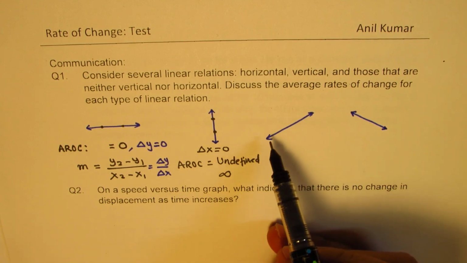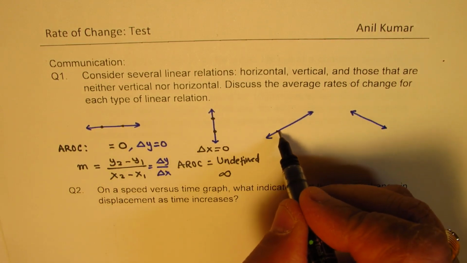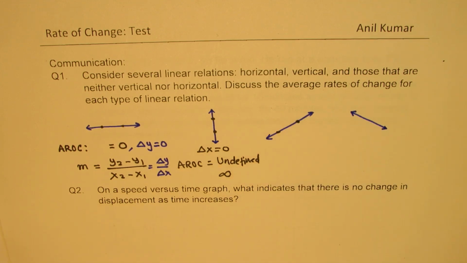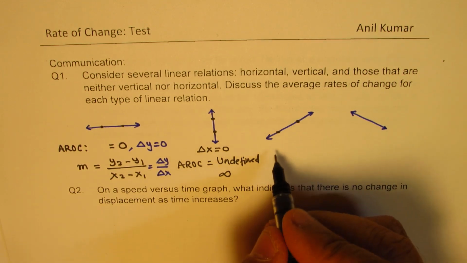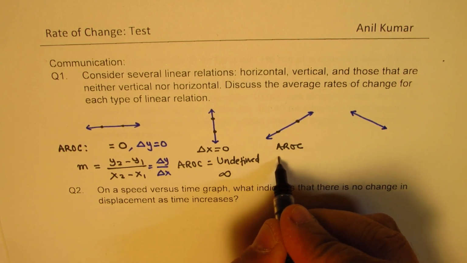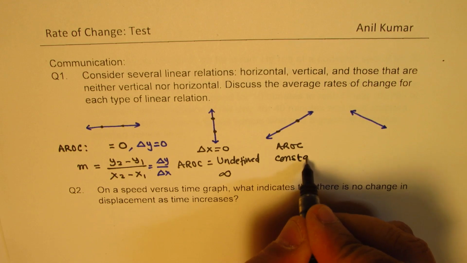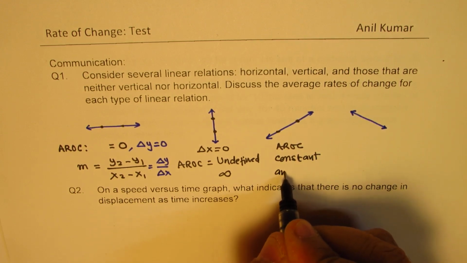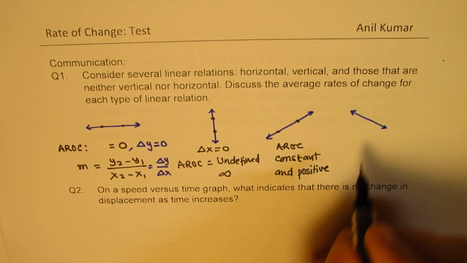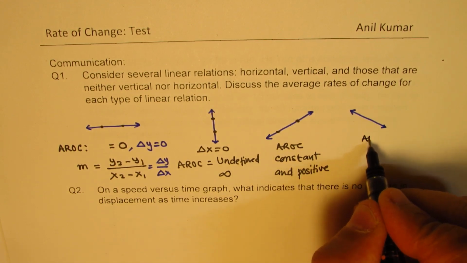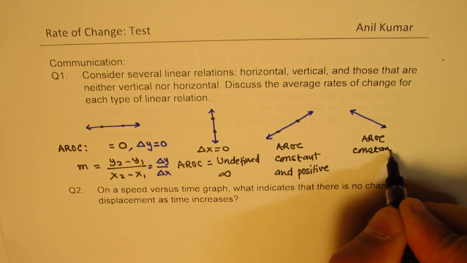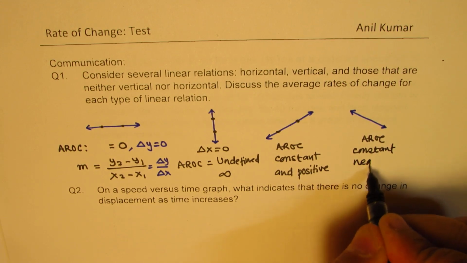Now in this case, when we have a line which is going upwards, you see we have rise over run, so it is positive. So the average rate of change in this case is constant and positive. And in this case, the average rate of change is constant, however, it is negative.